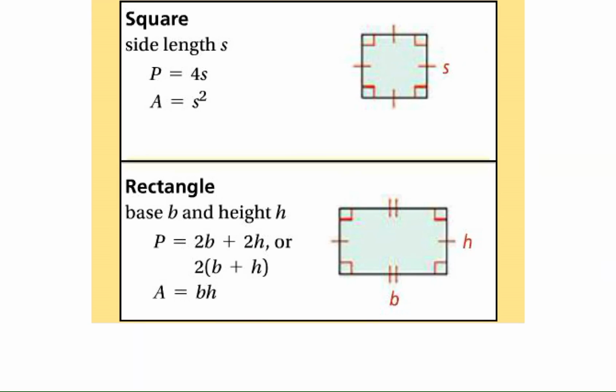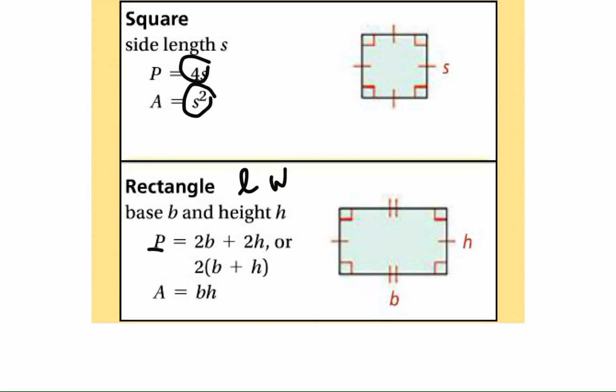So, in order to find the perimeter of a square, you would do 4 times the length of one side, or 4s. In order to find the area of a square, you would do the length of one side, or s, squared.